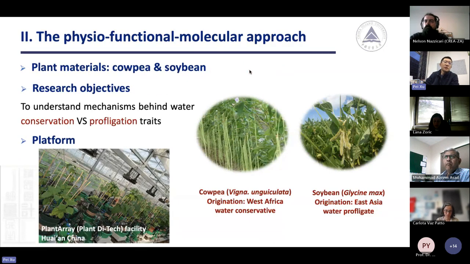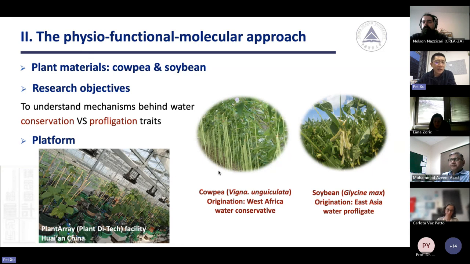Okay, now we move on to the second story. Here I'm going to talk about a joint physiological, functional, and molecular approach to understand the mechanisms behind water conservation versus water profligation traits in two different legume species. One is cowpea, originating from West Africa and considered a water conservative crop. Another is soybean, originating from East Asia. Compared to cowpea, it is more water profligate, which means it uses more water during drought.